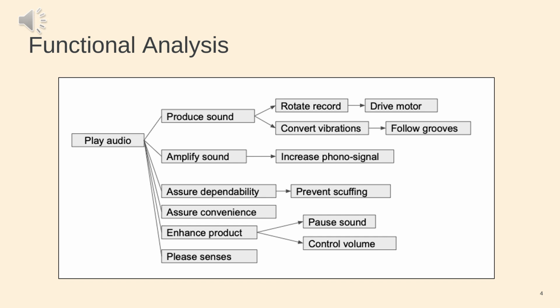This FAST diagram shows the main function as play audio. The two subsets of that function are to produce sound and to amplify that sound. To produce sound, you would rotate the record, which is driven by the motor, and convert the vibrations into sound, which is done by following the grooves. To amplify sound, you will need to increase the phono signal.